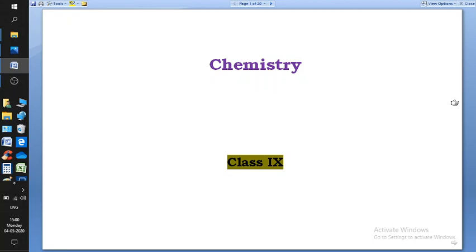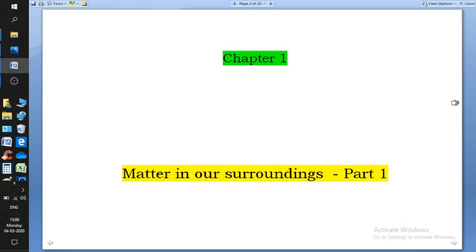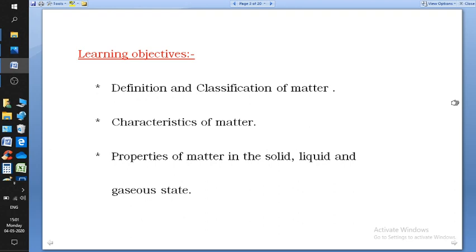In this session, we're going to start with the first chapter in chemistry, and that is matter in our surroundings. I've divided this session into two parts. In the first part, we are going to define and classify matter. Then we're going to learn the characteristics of matter. I'm going to show the different properties of matter in the solid, liquid and gaseous state. So this will be in the first part.